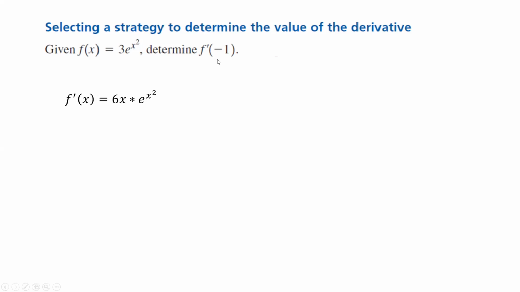And all I have to do now is just put the minus 1 into that. So putting minus 1 into that gives me 6 times minus 1, times e to the minus 1 squared. This obviously is just going to be 1. So that's e to the power of 1. And this is just minus 6. So my final answer is this.